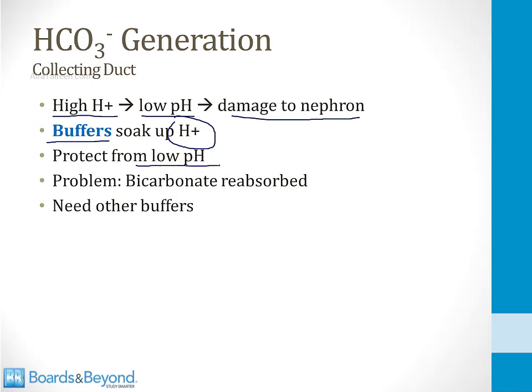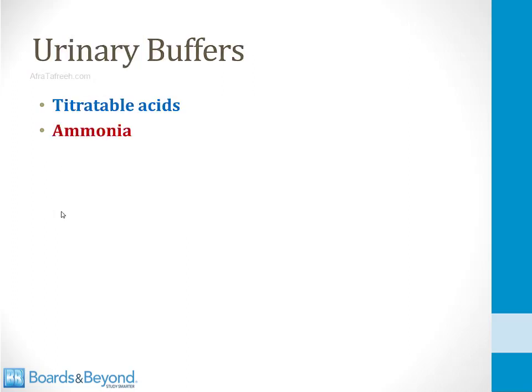In the plasma, as you know, we use bicarbonate as a buffer, but there's a problem. In the kidneys, all the bicarbonate has been reabsorbed by the time the urine reaches the collecting duct. Therefore, we need other buffers to serve in the role that bicarbonate plays as a buffer in the plasma. There are two important urinary buffers that are used to buffer the protons that are secreted from the process of generating new bicarb.